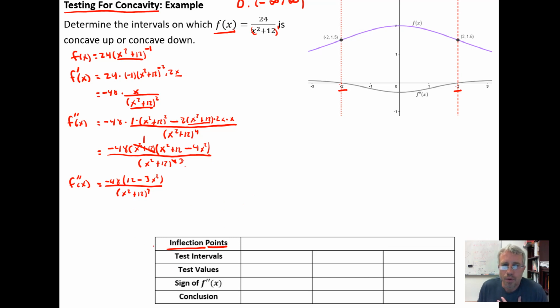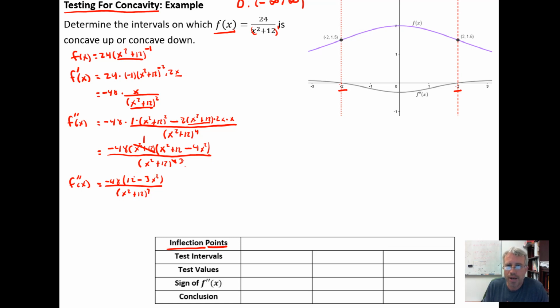And then I use that second derivative to find my inflection points. And those are either going to be when the second derivative is undefined or equal to 0. But my second derivative can't be undefined because x squared plus 12 cannot equal 0 in the real numbers. And the only way to get a 0 in the denominator is to cube a 0. So I don't need to worry about that. So the only thing I have to worry about is when will the derivative equal 0, and that can only happen when the numerator is equal to 0.